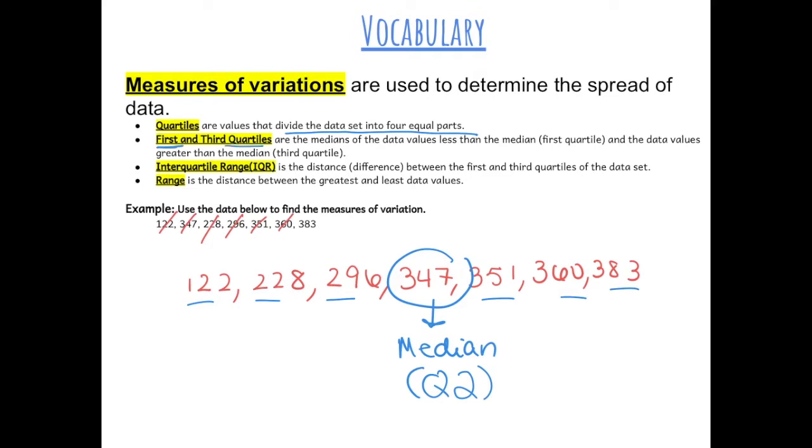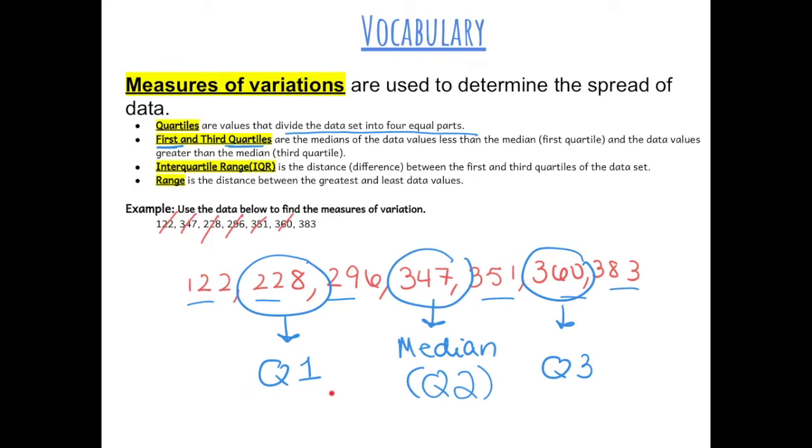And then next we're going to find the first and third quartiles. The first quartile is the median of the numbers that are less than the median. So of these 3 numbers, whichever is the middle number, that's considered your first quartile. In this case, 228 would be considered quartile 1. Now the third quartile is the middle number of the right side of the data. So of these 3 numbers, 360 is the median. So this would be quartile 3.